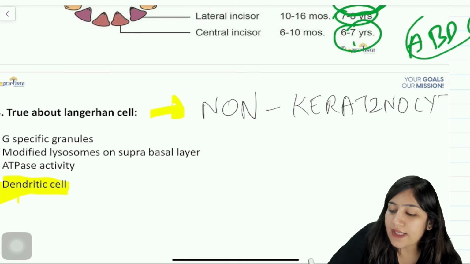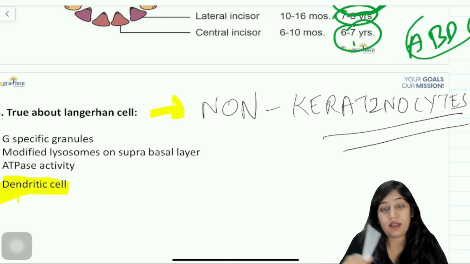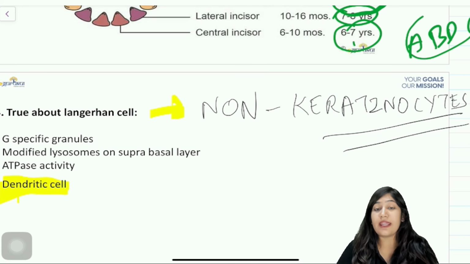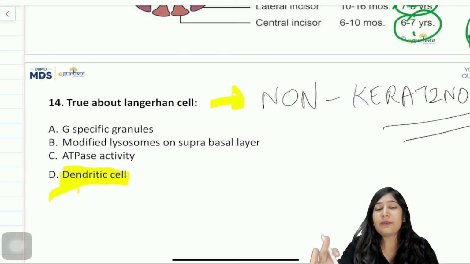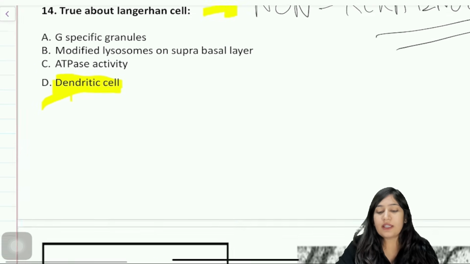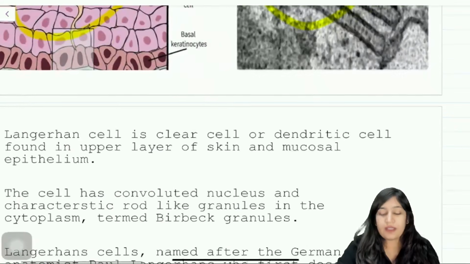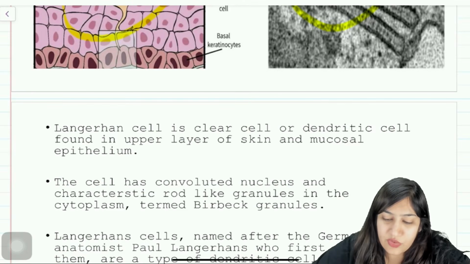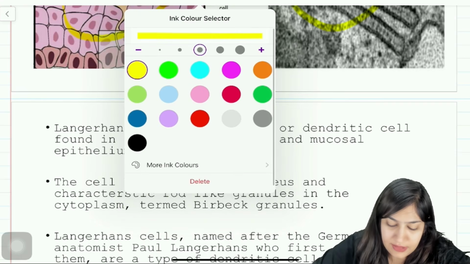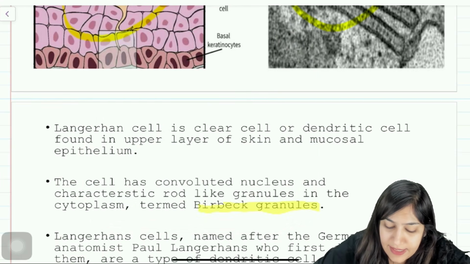So which are the non-keratinocyte cells? Merkel cells, melanocytes, Langerhans cells and inflammatory cells. So these are the non-keratinocytes. Amongst the non-keratinocytes, Langerhans cells are present in the uppermost layer, while Merkel cells will be seen in the basal layer near the nerve fibers. This non-keratinocyte cell has Birbeck granules. So this is the characteristic presence of Birbeck granules seen in Langerhans cells.